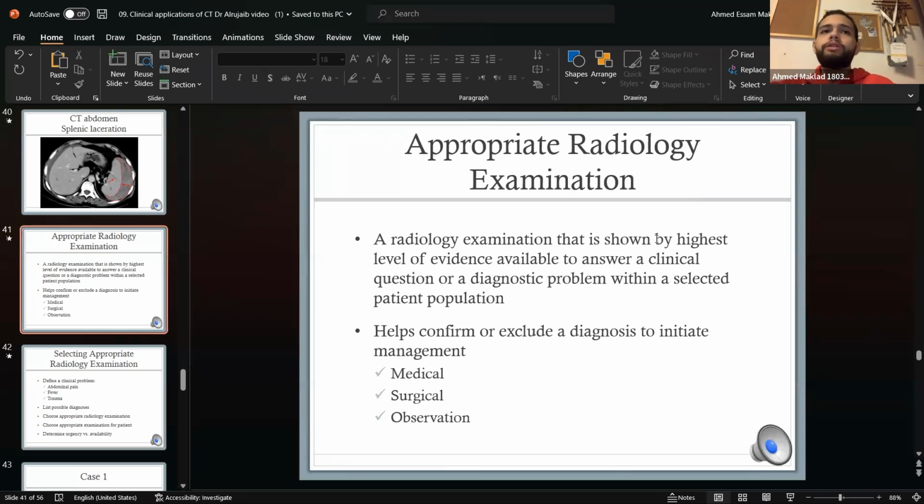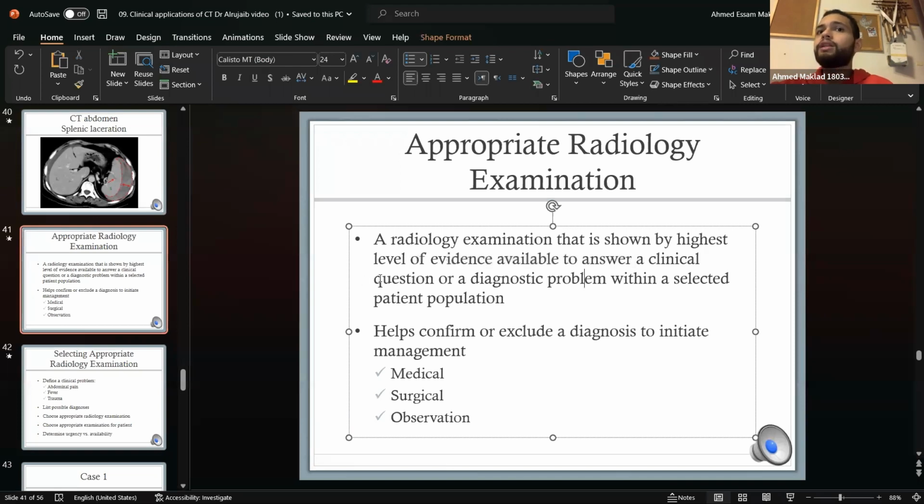Okay, so this slide basically tells you what you should take into consideration to choose the right imaging modality. All right, should I do an X-ray? Should I do a CT scan? Should I do an MRI? Whatever. And this depends on the level of evidence available to answer a clinical question.